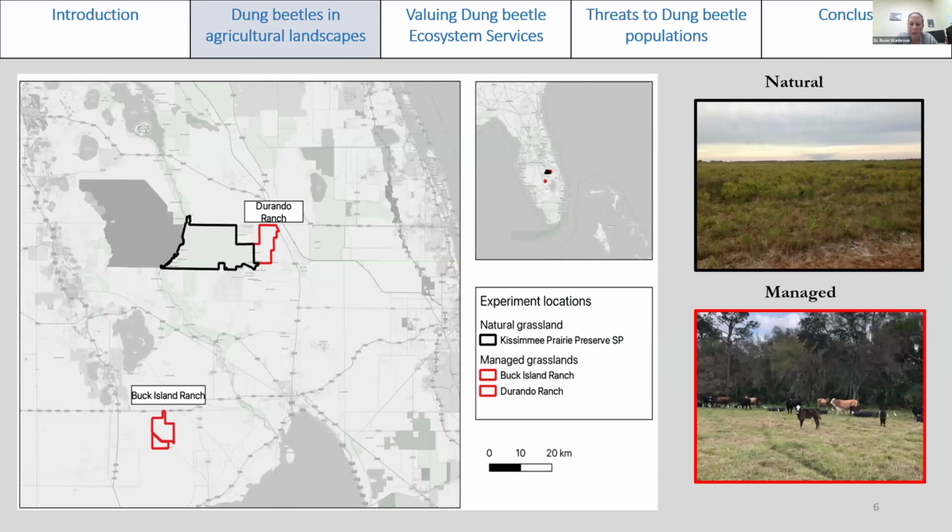So where are these experimental locations? Well, we used Durando Ranch, which is slightly north from Buck Island and butts directly onto Kissimmee Prairie Preserve. And obviously we used Buck Island Ranch as well. Within each of these locations, we divided Durando and Buck Island into our managed locations. And then we used Kissimmee Prairie Preserve as our natural experimental location.